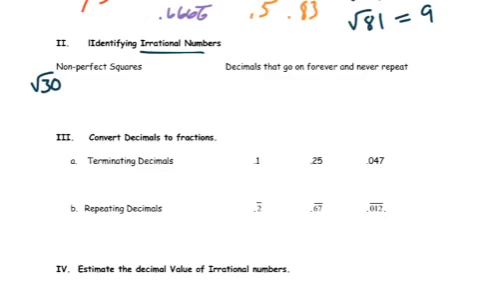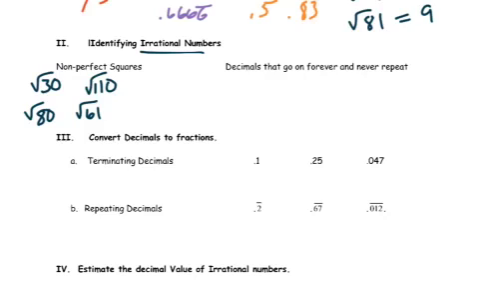Okay, square root of 110. Again, there aren't two numbers that multiply together to get 110, so it is a non-perfect square. Just some other ones real quick. Square root of 80, square root of 61, and so on.